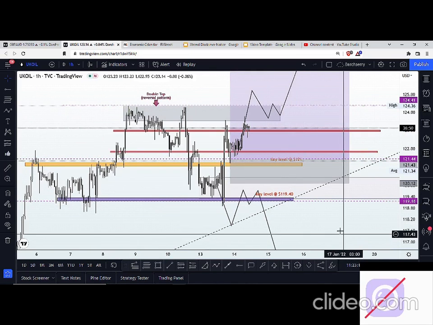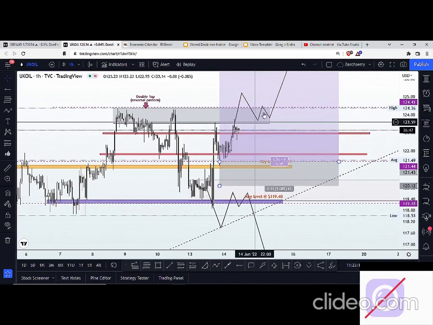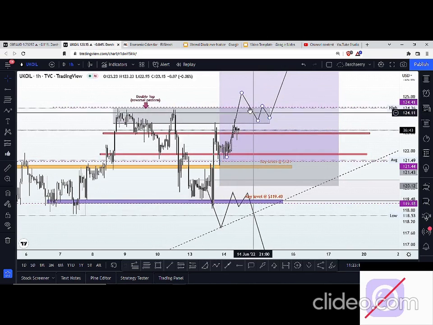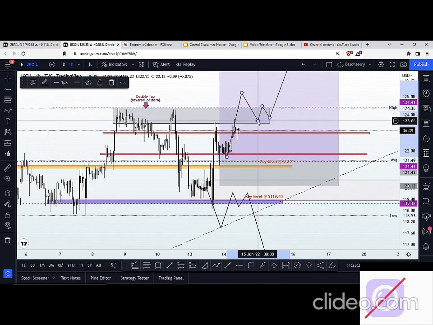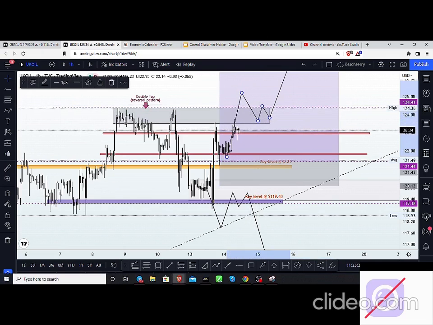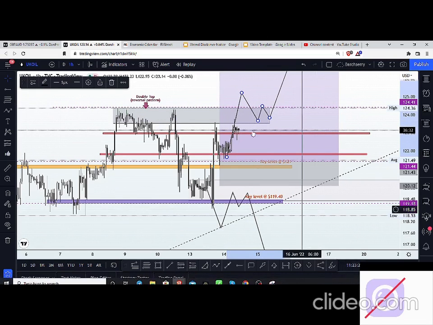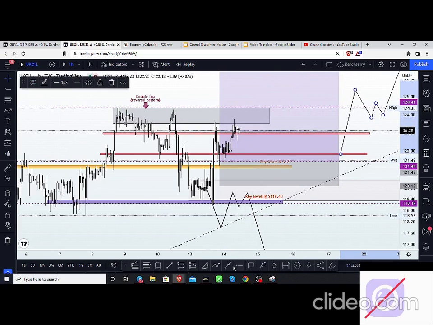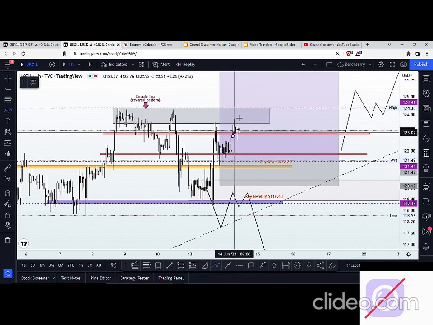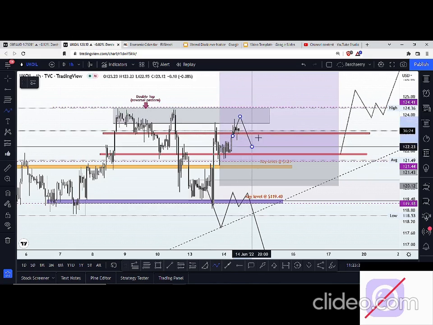And the second scenario also is that price might probably reject that zone. Price could probably reject this area and continue to find lower lows and lower highs.